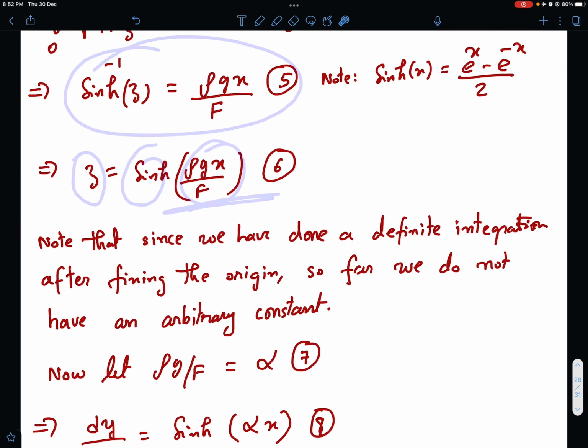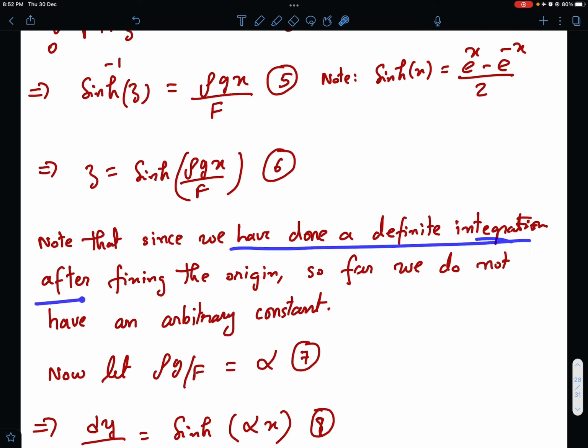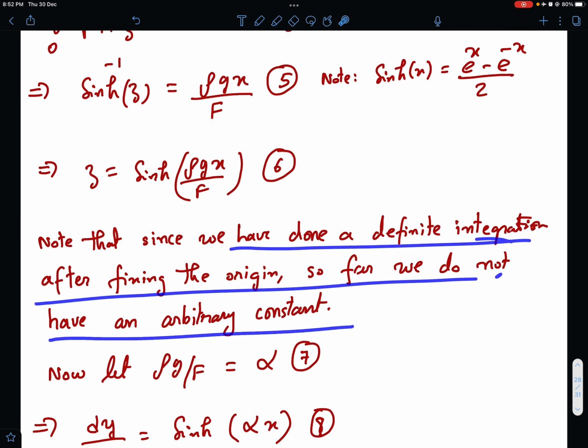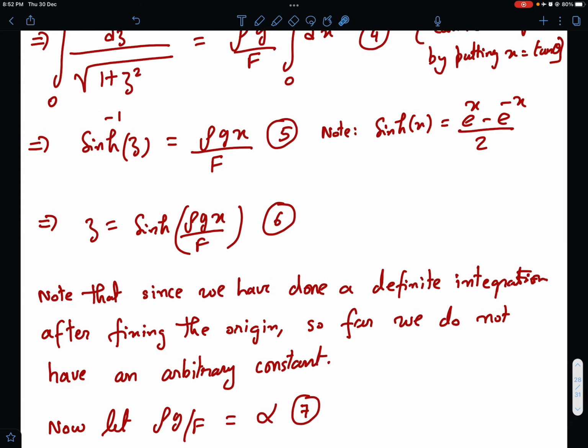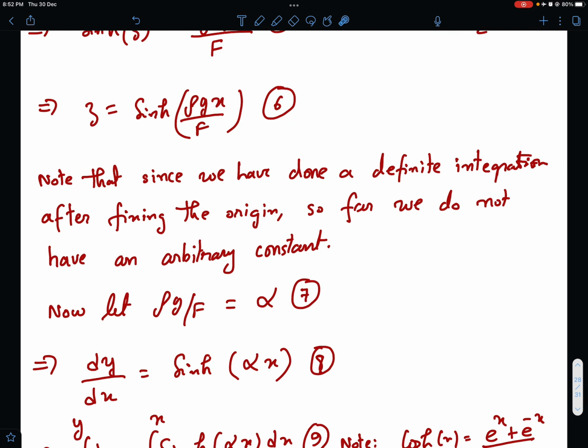okay. So since we have done a definite integration after fixing the origin, we do not need an arbitrary constant so far, except for another arbitrary constant, which is F. F of course is still an unknown, but we didn't get a plus c because we fixed the origin at x equal to 0, y equal to 0, which was the bottommost point of the catenary, and we already used the fact that the slope is 0 over there, okay.